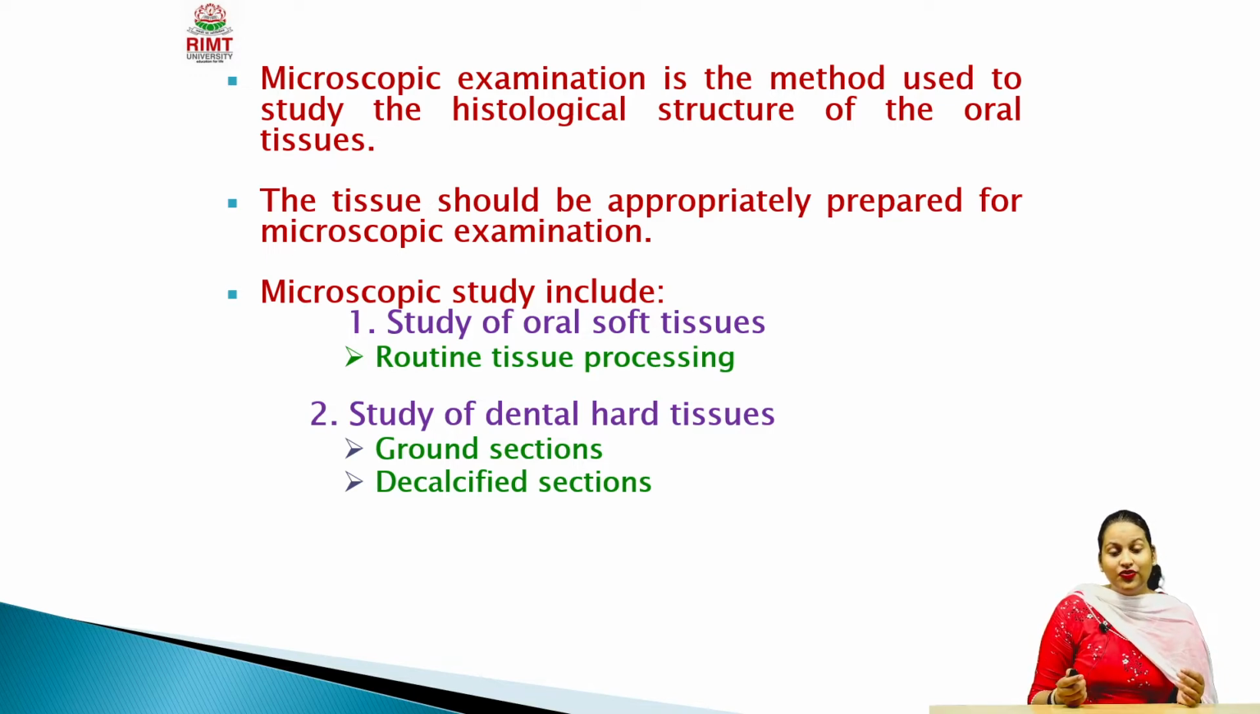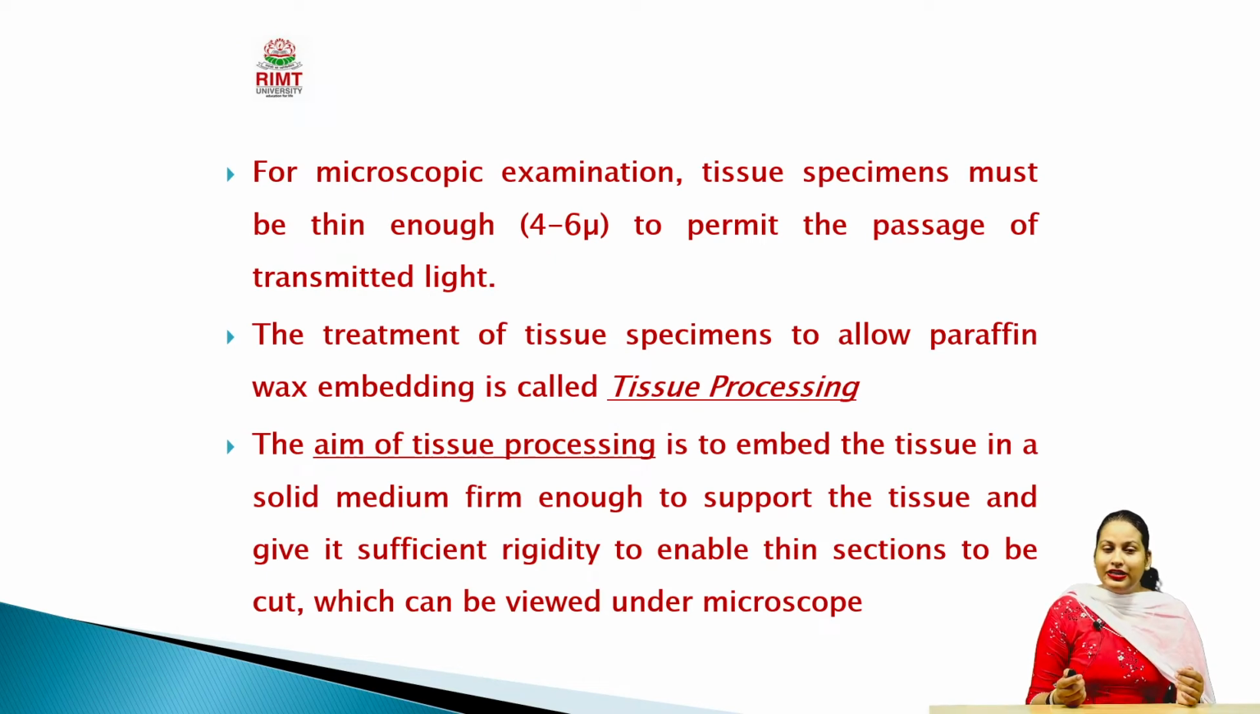Sometimes we have a bone sample. These samples are too hard to process. That's why we need to remove the calcium from the bone, so as to lessen the hardness of the bone. Next is microscopic examination. Tissue specimens must be thin enough, that is 4 to 6 micron, to permit the passage of transmitted light. Treatment of the tissue specimen to allow embedding in paraffin wax is called tissue processing.